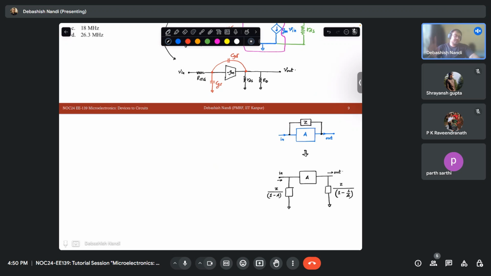So do you know this? Let's say this is Z1, this is Z2. So Z2 is equal to this, Z1 is equal to this. Do you know how I did that? This is something called Miller's theorem.